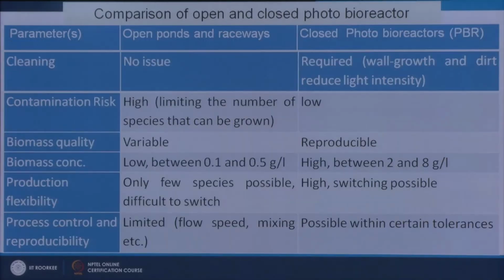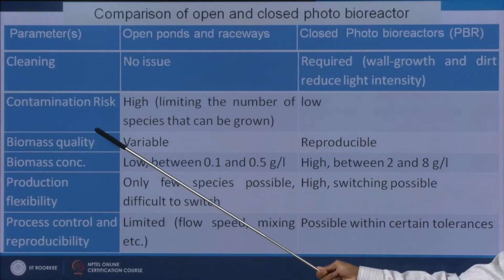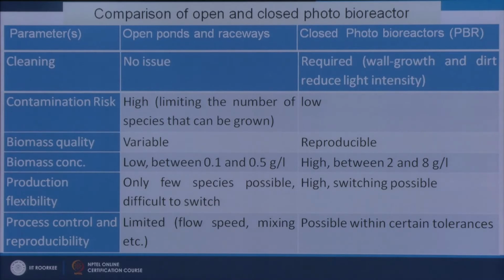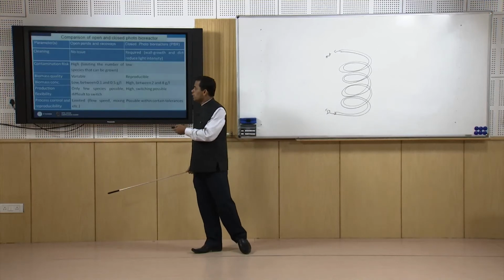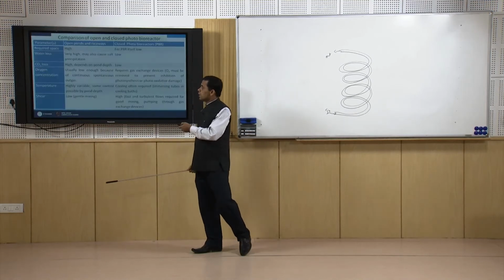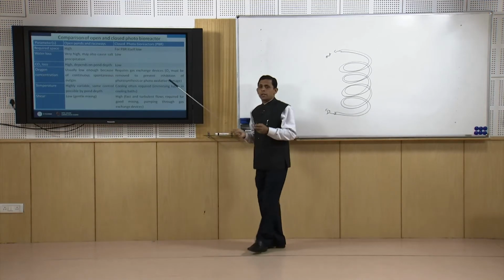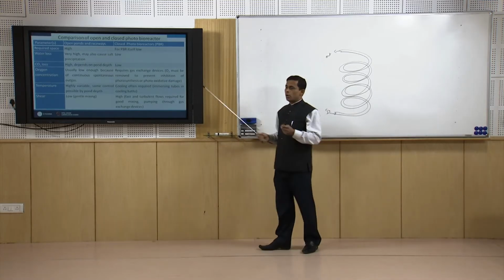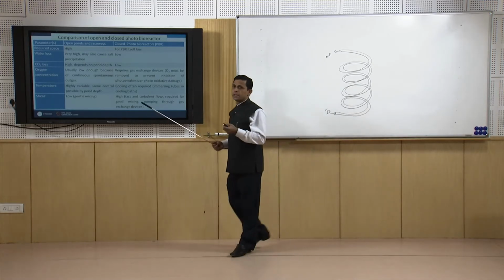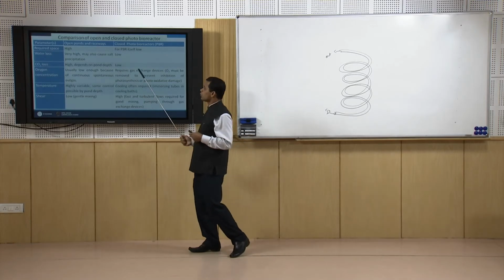and then cleaning, and then contamination risk, biomass quality and biomass concentration, and then we will see production flexibility, process control and reproducibility. So, if we think about these parameters, then we can get some clear distinction between these two types. All these types have some advantage and disadvantage, and those will be discussed now.